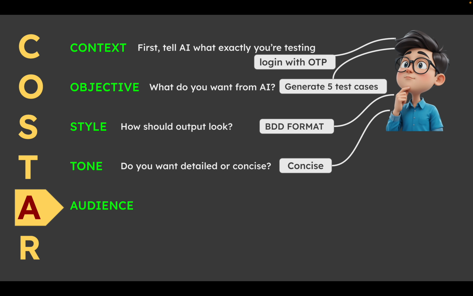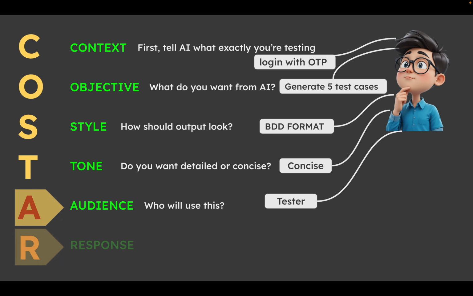Then A is for audience. This is very important. If you tell AI who is the audience for this response, it will create the response as per that audience, and it will be very useful. So here we are getting it created or generated for testers. Now in place of testers, if you say BA or maybe developers or some business people, the output will differ, and therefore it is very important to tell who will be using the output or who is the audience.